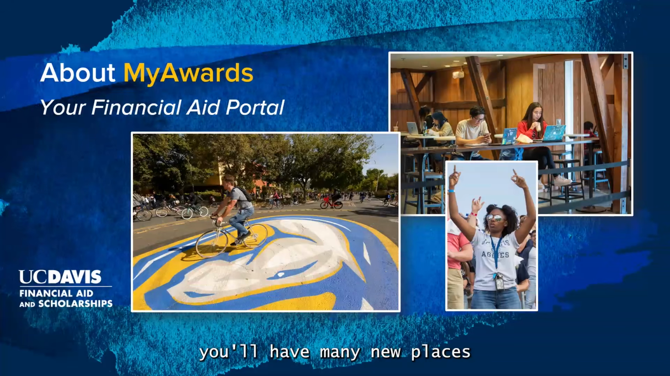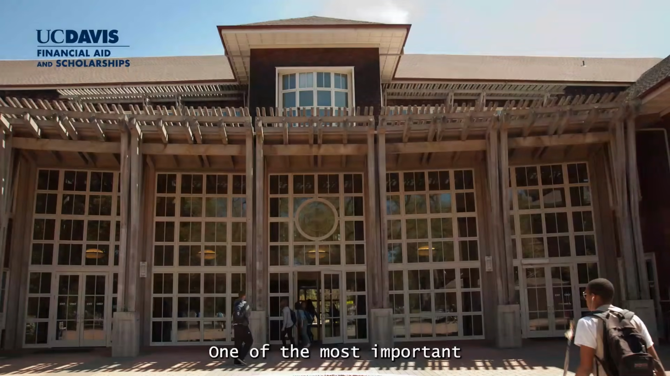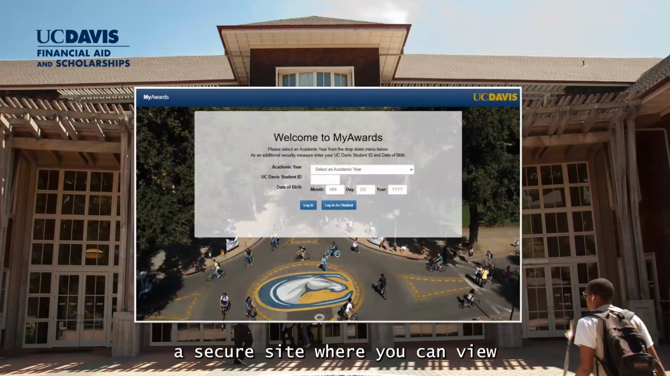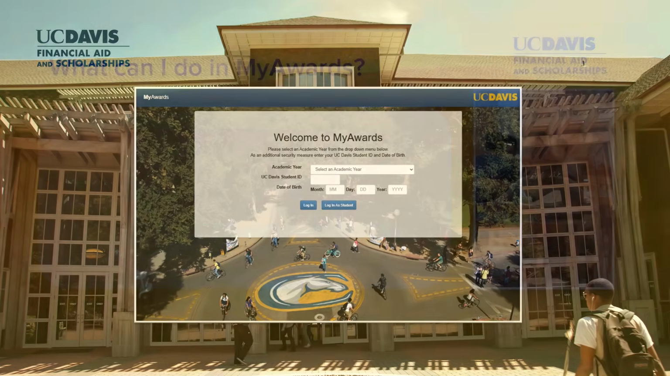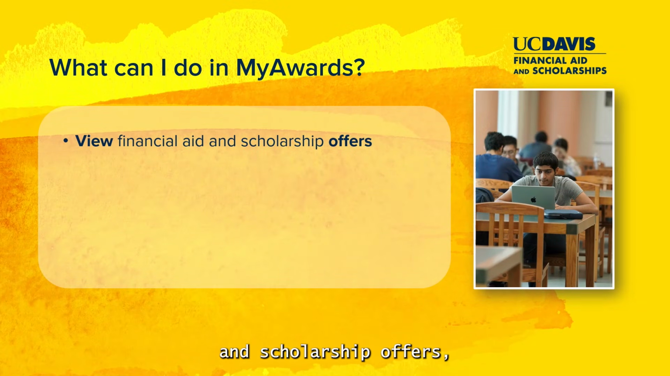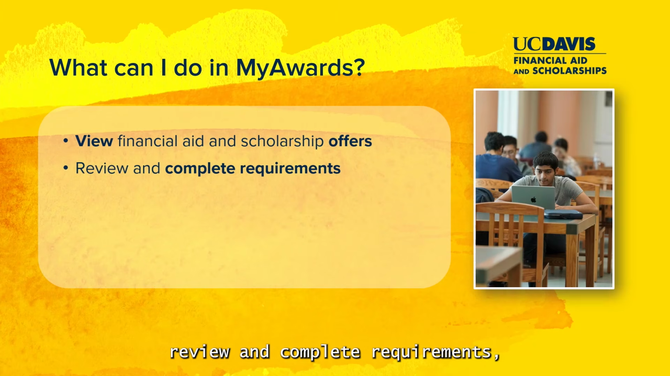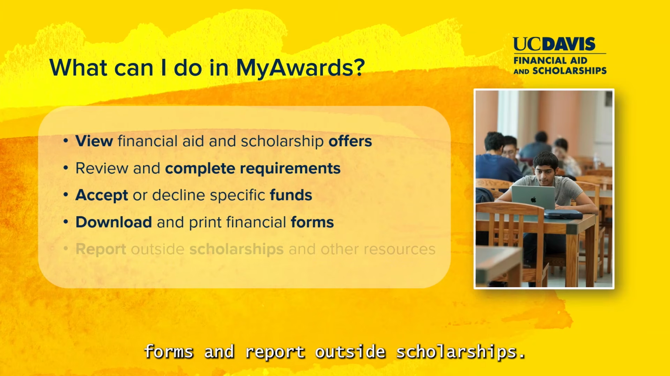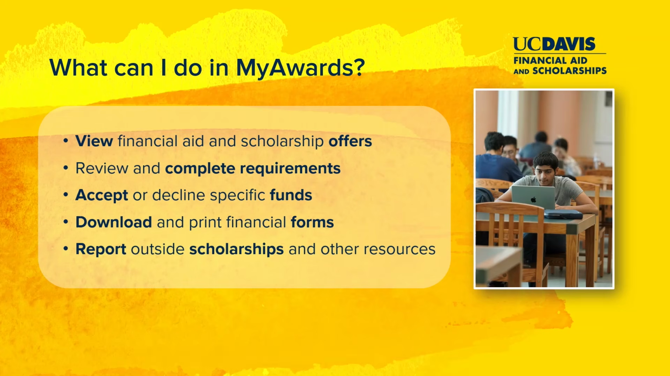As a new Aggie, you'll have many new places to explore, both on campus and off, and in the digital world. One of the most important new tools you'll have at your disposal is MyAwards, a secure site where you can view and manage your financial aid and scholarship funds. Through MyAwards, you can view your financial aid and scholarship offers, review and complete requirements, accept or decline certain funds, download forms, and report outside scholarships.